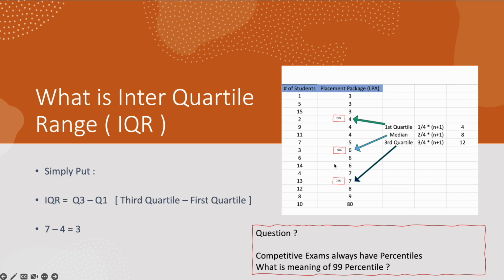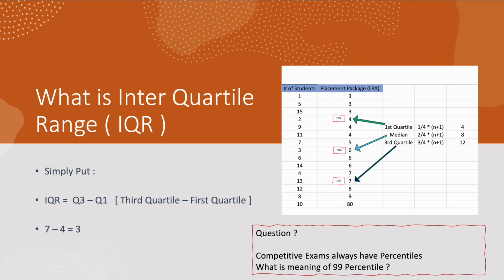If you have figured out the third quartile and the first quartile, you have to subtract the third quartile minus the first quartile, and that will give you the IQR, or the interquartile range. So the distance between the third quartile and the first quartile is the interquartile range, right? In our example, my number 7, or 7 LPA, is the third quartile, 4 is the first quartile. The number 7 minus 4 will be 3. 3 is my IQR.